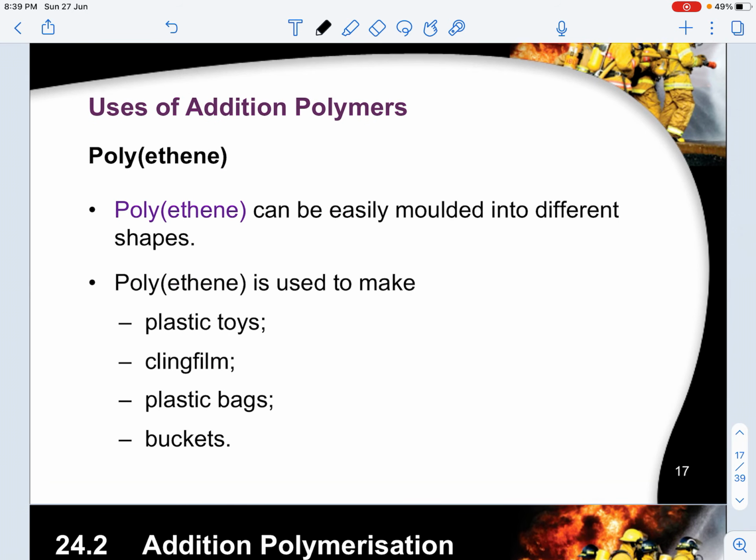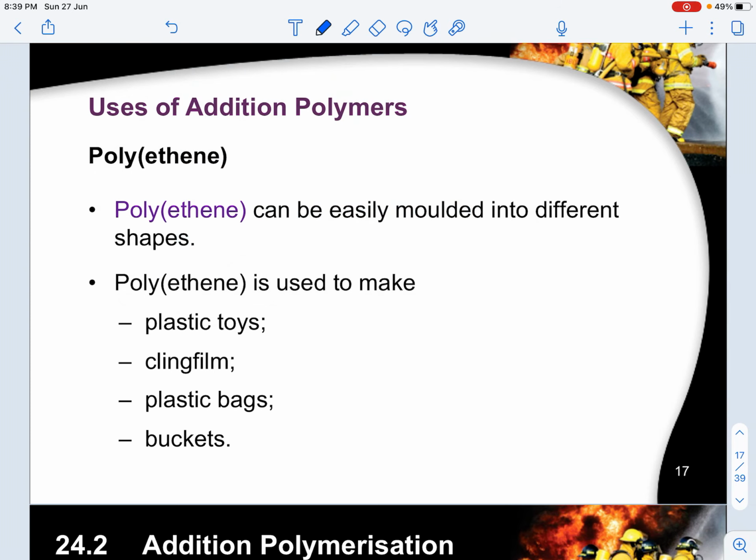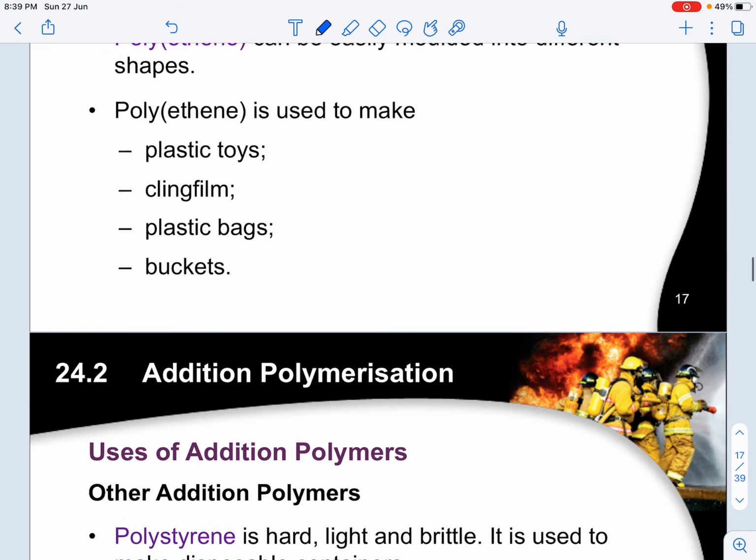So next we look at some of the uses. Polyethylene, you can actually use it for molding into different shapes because it's plastic, and you can use it to form toys, plastic bags, or even beer buckets.